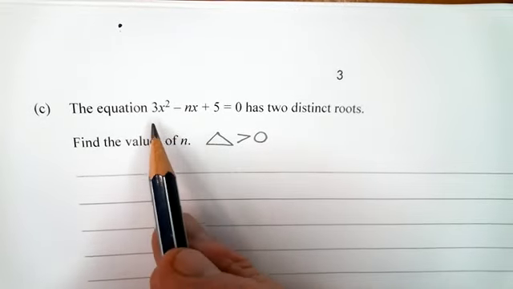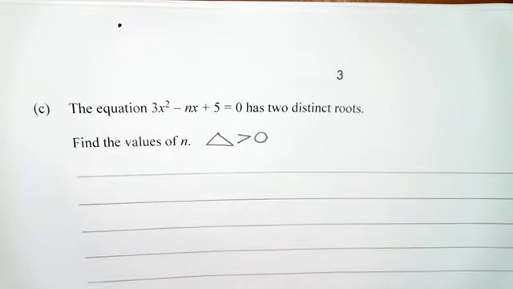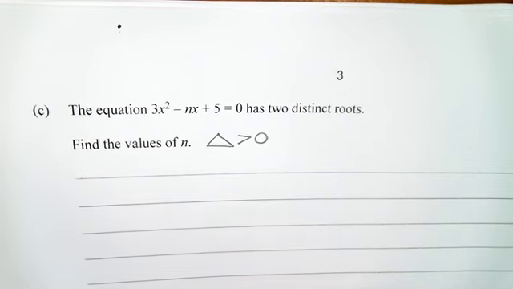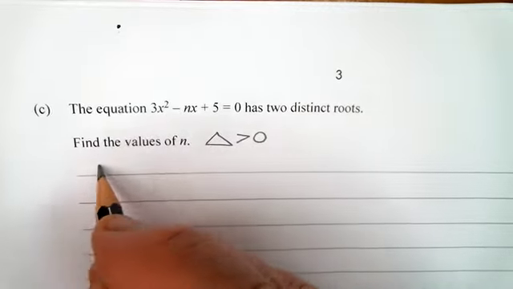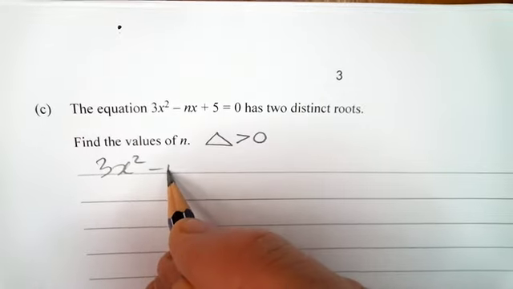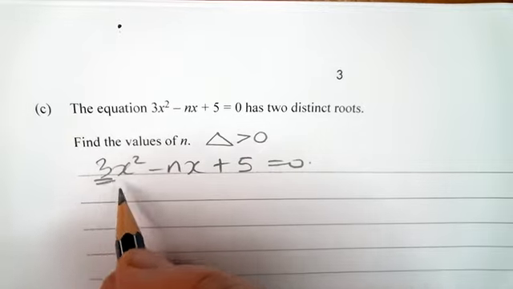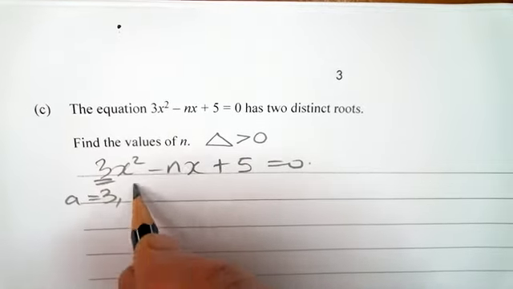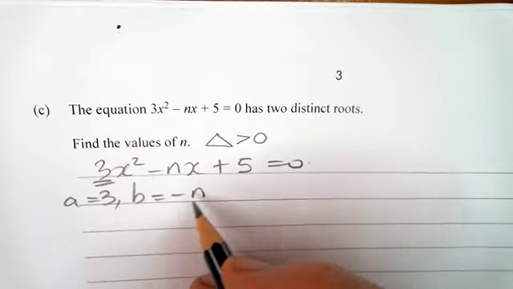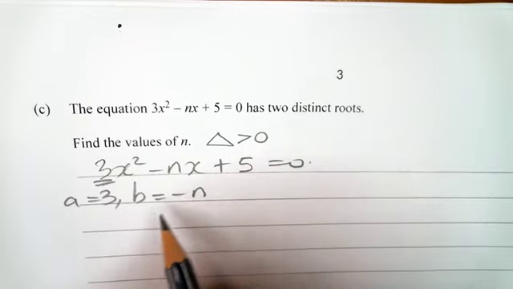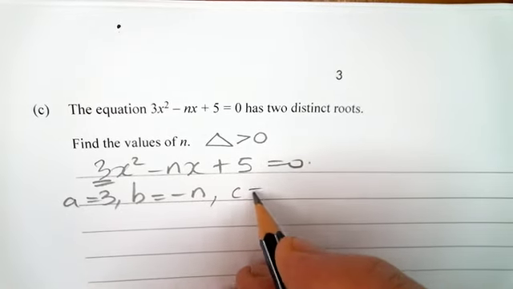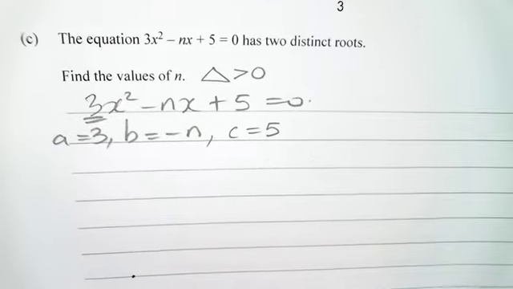So let's go ahead and look at the coefficients for this. I'll rewrite this out. We've got 3x squared minus nx plus 5 is 0. So the coefficient of x squared is 3, so a is 3. B is equal to negative n. I don't think it matters if we make it negative n or n here, because we're about to square b. C is going to be 5. And let's see how that plays out.